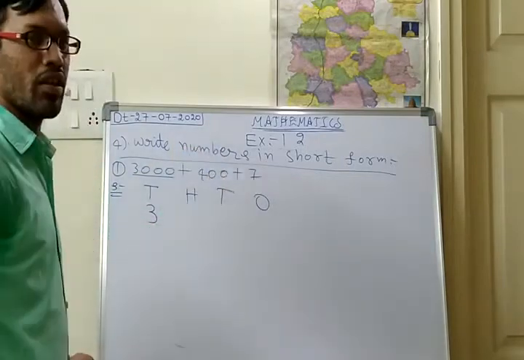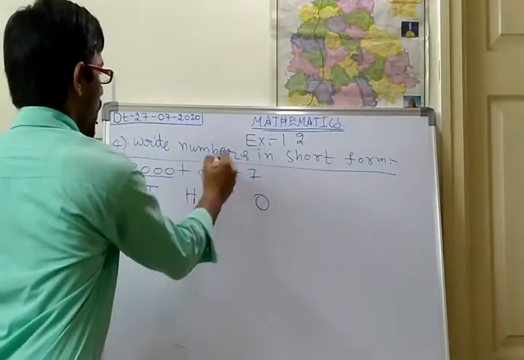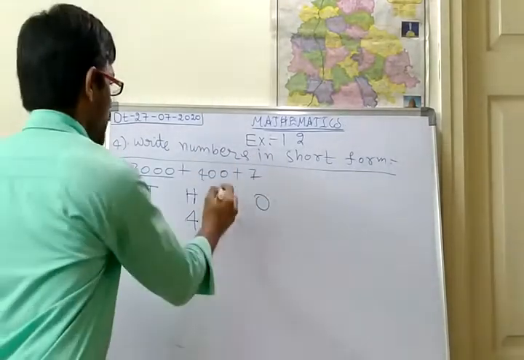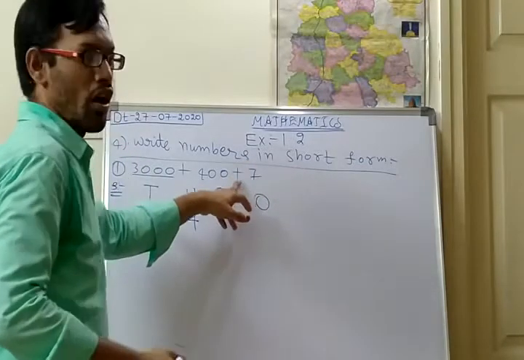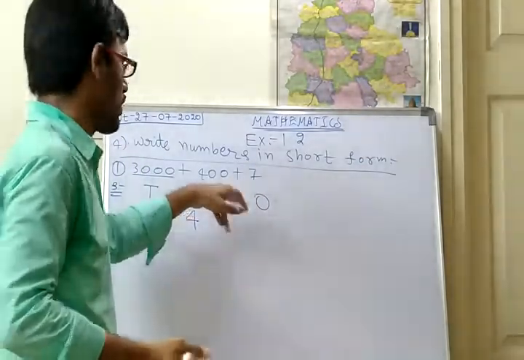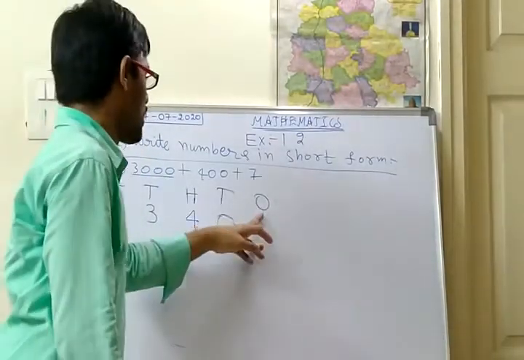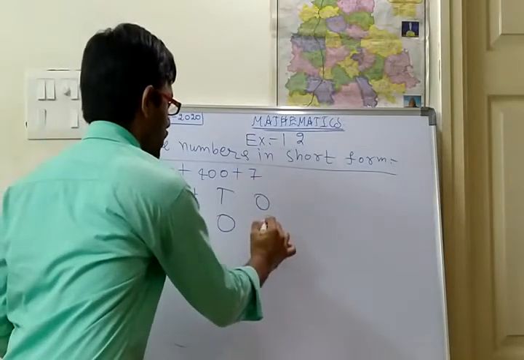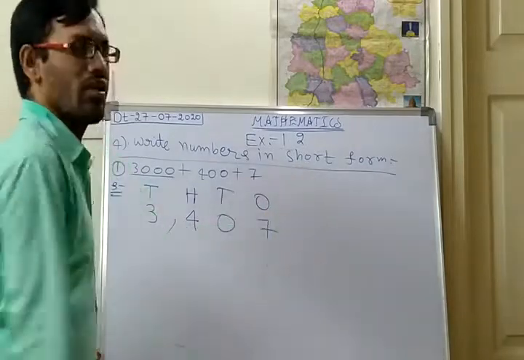Next, what is there in the hundreds place? 400 is there, so 4 I should keep in the hundreds place. Next, is there any tens place, that means 10, 20, 30? That type of number is not there, so I will keep a 0 here. Okay. Next, ones place. What is the unit place? 7 is there, so 7 I will keep in this place. So 3407 is the short form for this number.